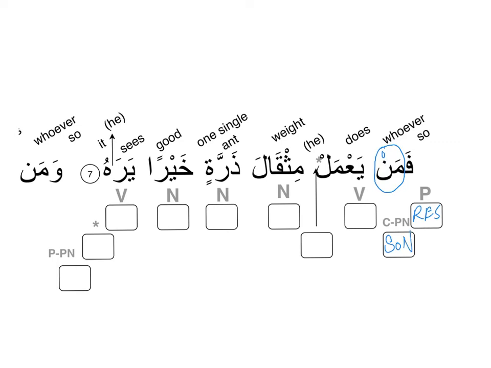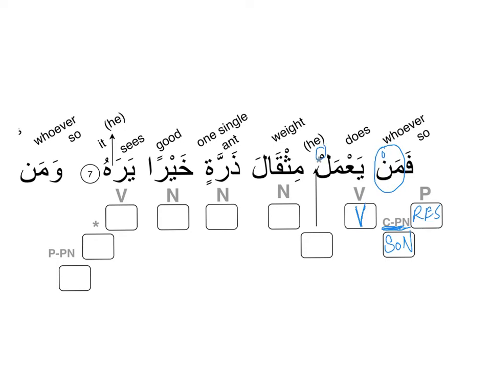Then you have ya'mal. Now this conditional pronoun kills the verb right after it. So it's conditional, right? A conditional kills the verb right after it. Now some conditionals kill, some conditionals do not. More on that in Zoom. Man kills, and therefore this verb is killed, therefore you have a sukun at the end.